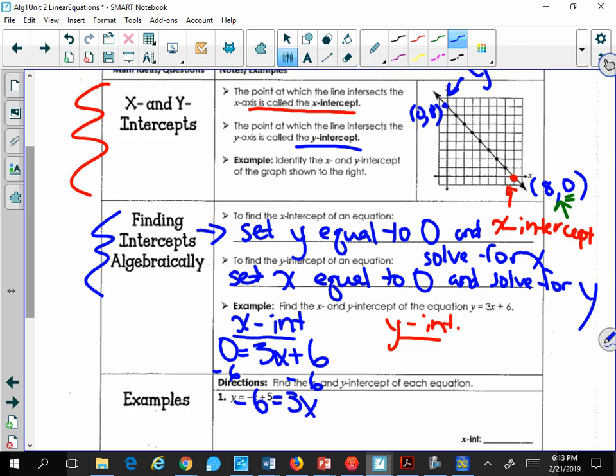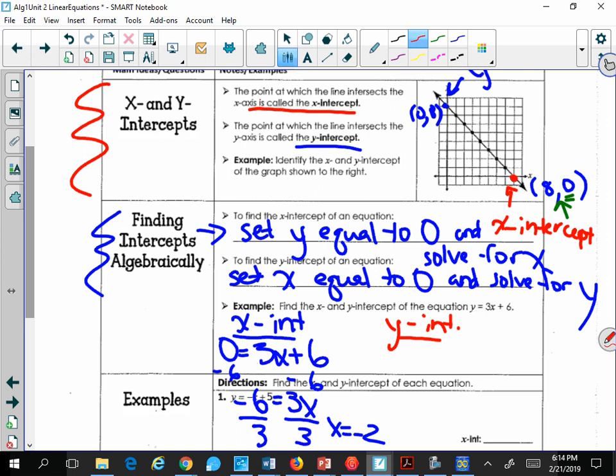Hopefully you have a little bit more room than I do. And then I'm going to divide by 3. And then I'm going to be left with x equals negative 2. And that's it. That's my x-intercept right there. x equals negative 2.